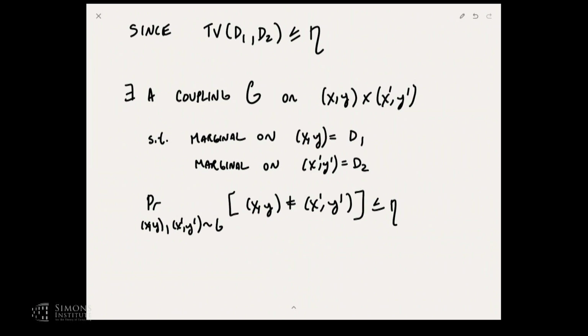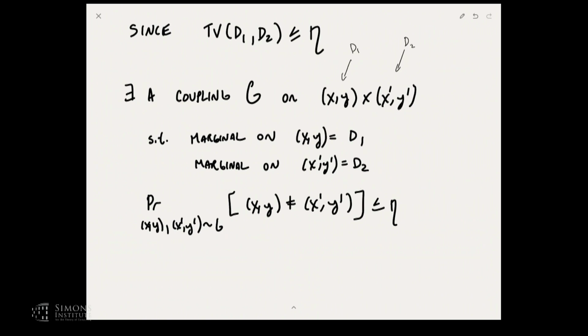Okay, so the proof starts off like this. Since the total variation distance of D1 and D2 is at most eta, then I know that there's a coupling G on this joint distribution x, y cross x prime, y prime. You can think of x, y as being drawn from D1, and x prime, y prime as being drawn from D2. And the coupling, if you're familiar with this, has the following nice properties.